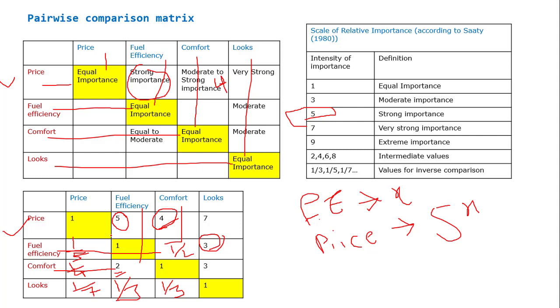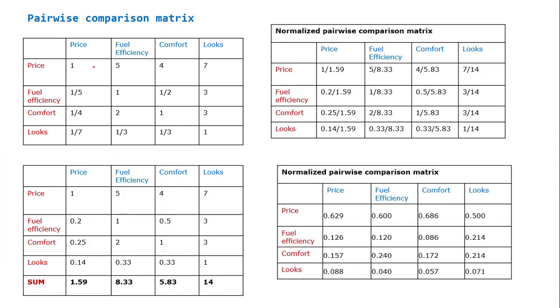Now we got the pairwise comparison matrix like this. This is our pairwise comparison matrix which we obtained. Either this will be given to you or half of it will be given to you. The reverse half we can calculate very easily, because if this is 5, then this will be 1 upon 5. If this is 7, then this part will be 1 upon 7. This we know from our previous slide.